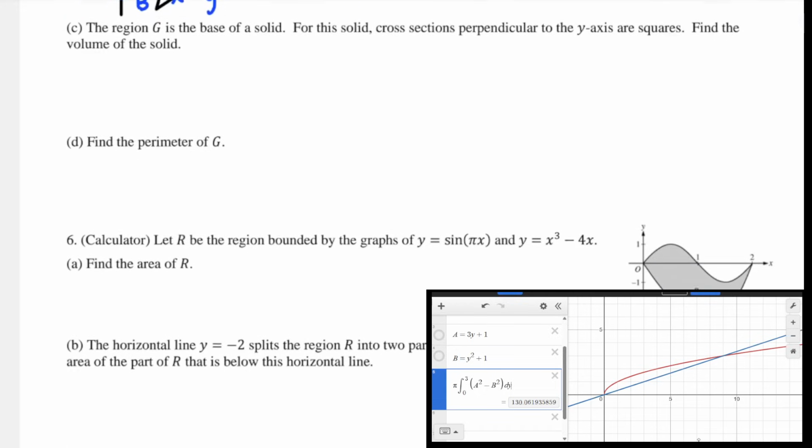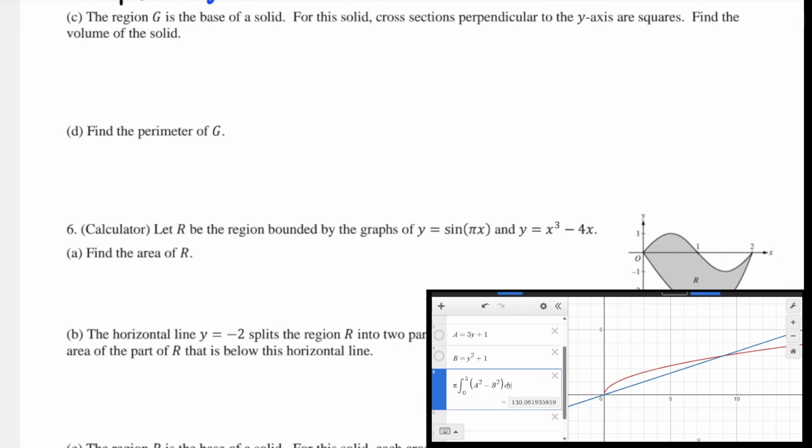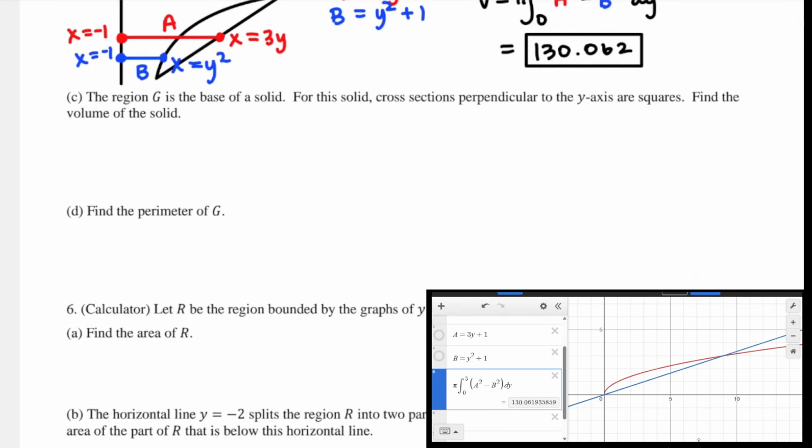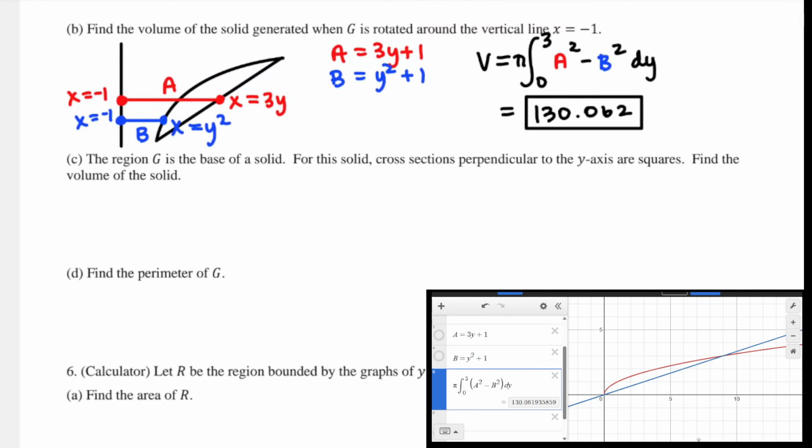The region G is the base of a solid. For the solid, cross sections taken perpendicular to the y-axis are squares. Find the volume of the solid. Okay, so this is actually going to be a really good contrast with part B. So I'm going to try to draw the exact same diagram. Okay, and then draw one of these cross sections taken perpendicular to the y-axis.